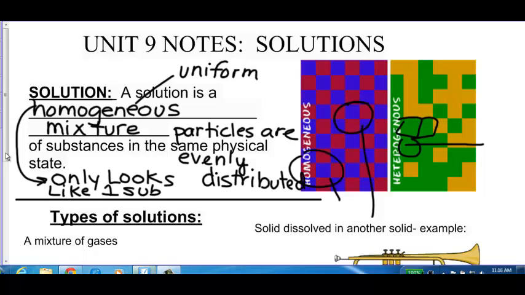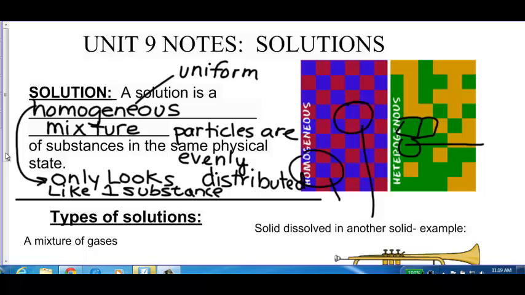With Kool-Aid, you have the water, you have the sugar, you have the dyes, and citric acid. There's more than one thing there, but when you look at it, it only looks like one thing. That's what we mean by homogeneous. It means they have the same properties throughout. The particles are evenly distributed.